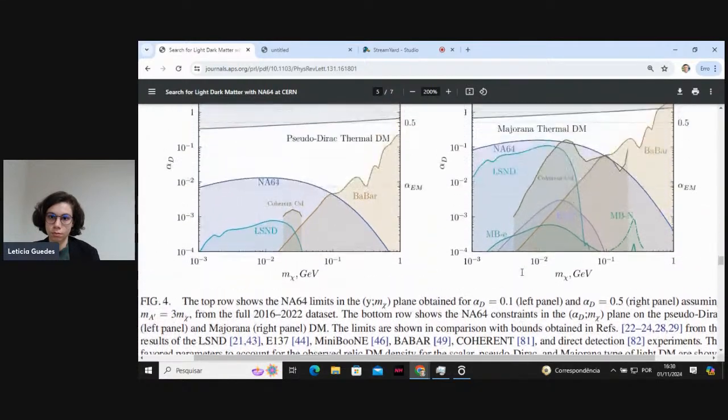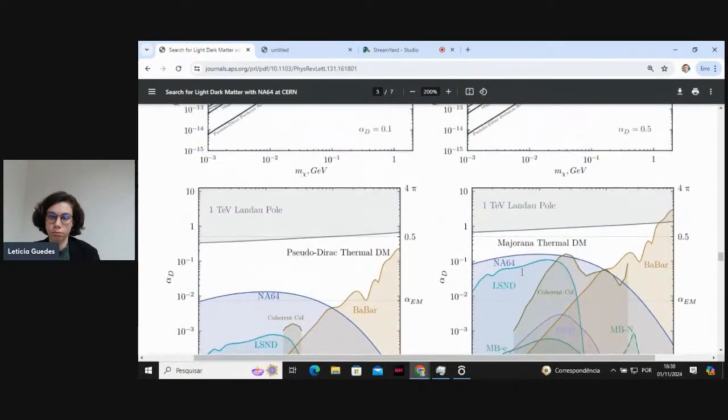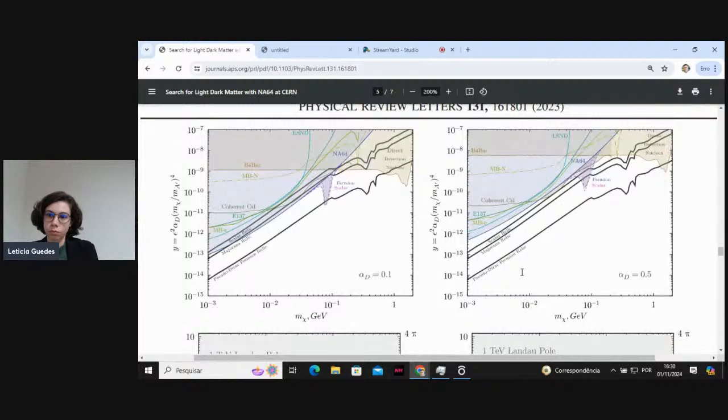Okay, maybe I have to check. Because that's the thing that we want to do with NA64, the one that we had the meeting about. What we want is two things. We want to reproduce the black curves for that model, and we want them to produce the blue curve for NA64. So we're going to do the black one, and they're going to do the blue one.